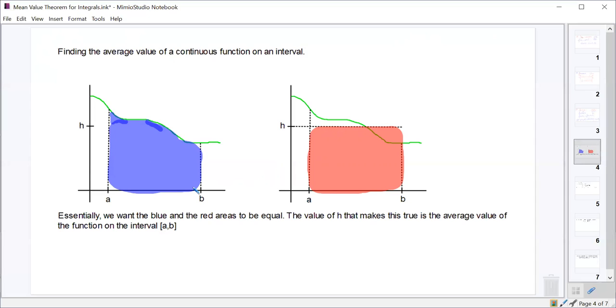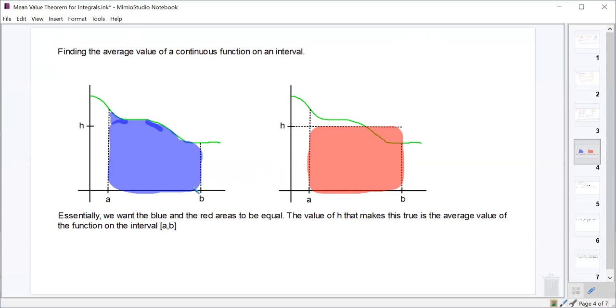So if we have some function that models the temperature on a time interval from noon to 1 o'clock today, we should be able to find the exact average temperature during that 1 hour by using an integral.